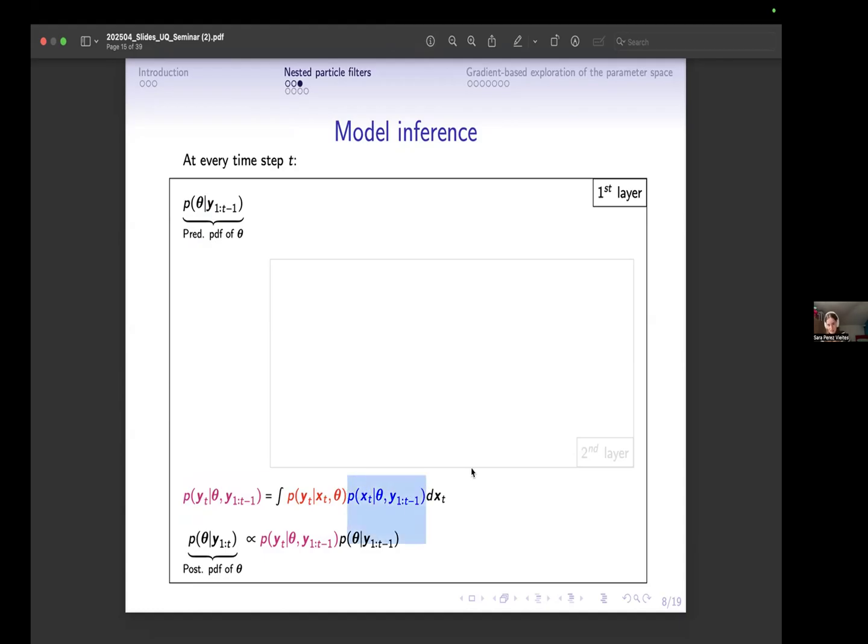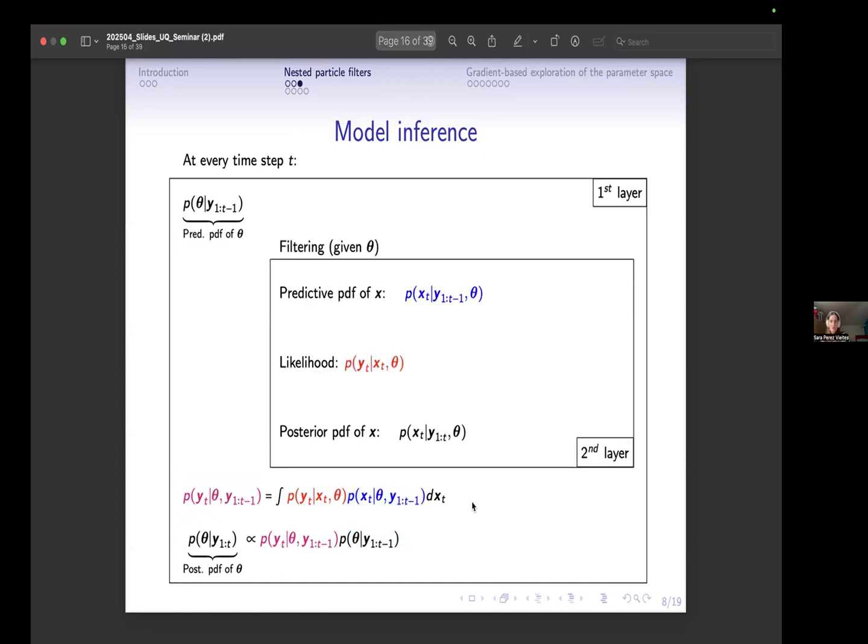And that's why the nested part comes in. We introduce the filtering for the state inside the other layer, basically. So conditional on a given theta, we could compute the predictive distribution of the state. That is what we need for the likelihood. And actually, we could also compute the posterior distribution of the state conditional on theta. So doing this, we use the inner filter for two reasons. One of them is to compute the predictive, so we can obtain this likelihood to update the layer of the parameters. But we are also computing the posterior of the state conditional on theta. So once we have these two, basically we have all the information we need to compute the joint posterior of both.